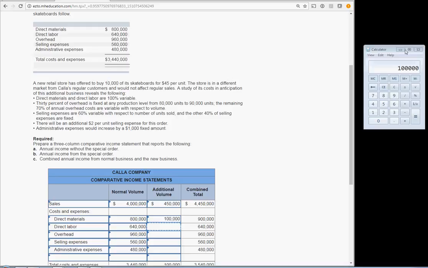I have to do the same thing here. So 640,000 divided by 80,000 should be 8, times my 10,000 units gives me 80,000 for direct labor.